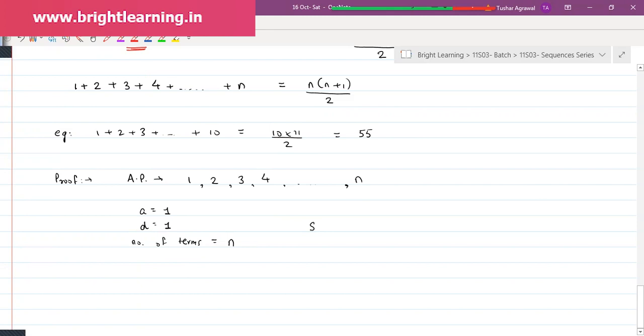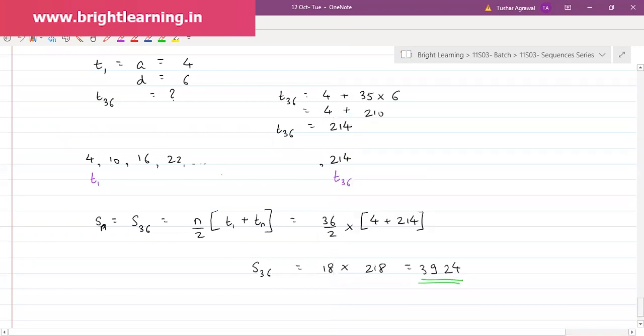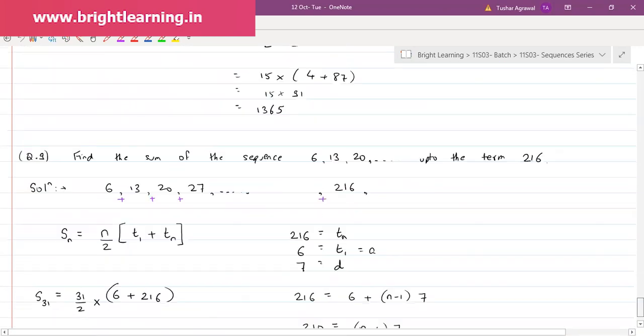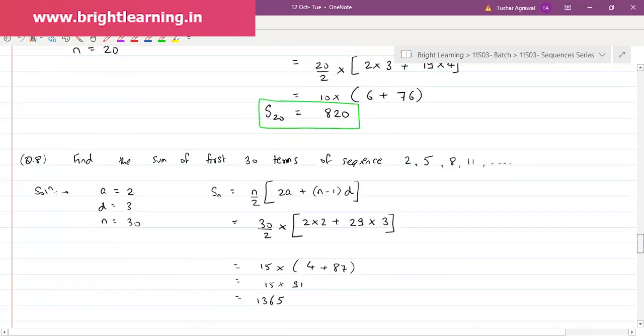So Sn will be what? Sn will be equal to n upon 2, number of terms upon 2, into 2a plus n minus 1 d. 2 into a is 2 times 1, plus n minus 1 into d. D is again 1. Understanding which formula I am using? Two formulas we have memorized for Sn. Those were actually one formula only, two different forms of the same formula. Yes, sir.